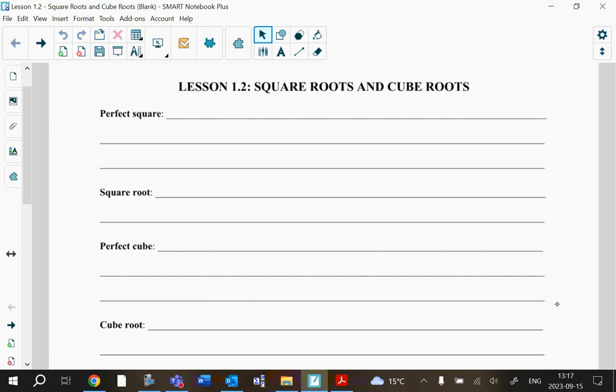Okay? So before we start, what we're going to do is get into roots, or what is often called radicals. Some of this is new, some of this is review from last year. You should be able to tell me what a perfect square is.